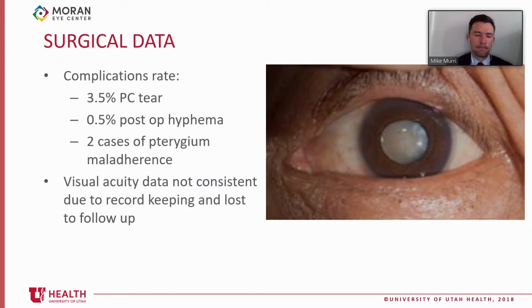And then post-op hyphema, there were a couple of cases of pterygium maladherence, but overall I wanted to emphasize with this slide that we're providing high level care to these patients. Sometimes in the outreach world, there is an element of distrust in the community that they're going to practice on the native patients. And so this is important data for us to publish, that we're performing safe surgeries and a good level of complications there.